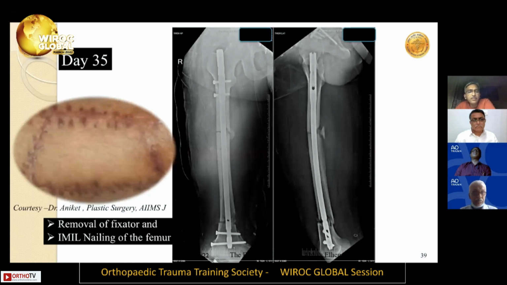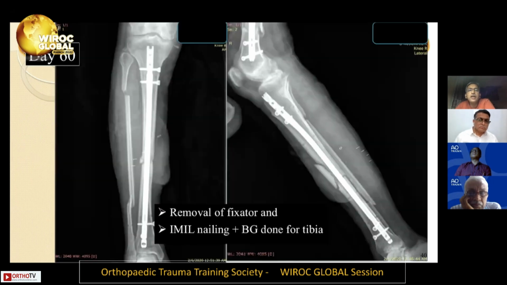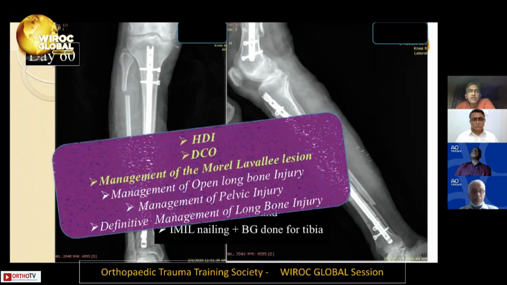On day 35, the wound over the thigh had healed and the flap had taken up, and he underwent a removal of the fixator with intramedullary nailing for the femur. And at the end of 2 months, he underwent removal of the fixator for the tibia, along with the IM nailing and bone grafting for the tibia. So that is basically what we did.